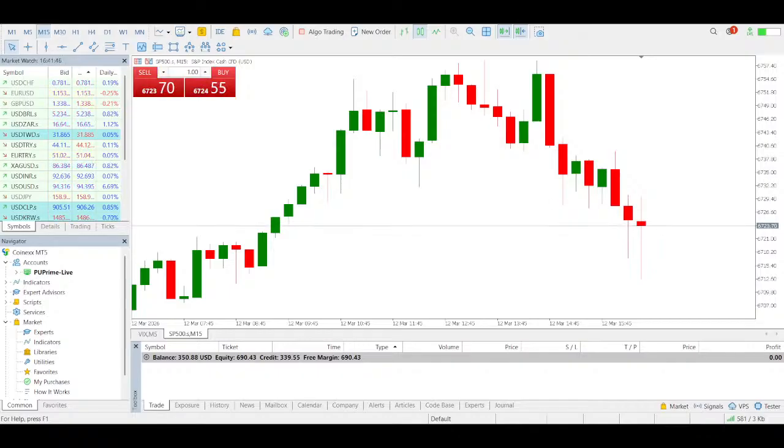All right, so what we are looking for, what our thesis is, is that this is going to be bearish. That is our thesis, right? That is what we think is going to happen. That is what I think is going to happen.